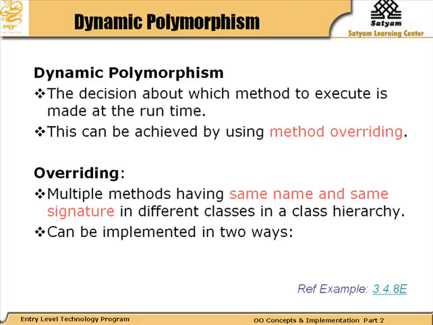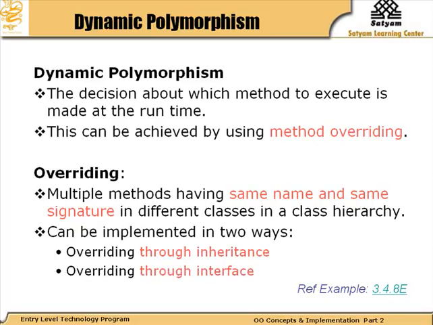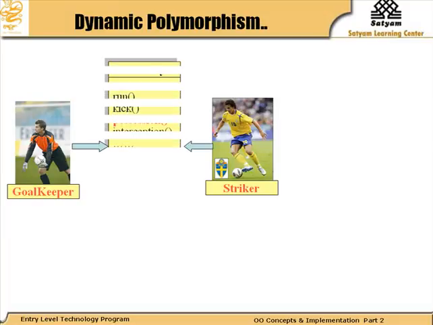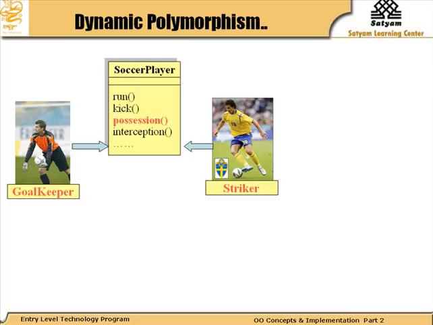Overriding can be implemented in two ways. Overriding through inheritance. Overriding through interfaces. Let's see an example. Let's go back to soccer. Here I am extending goalkeeper and striker from soccer player. As discussed in the previous slide, dynamic polymorphism is possible only between base and derived classes.